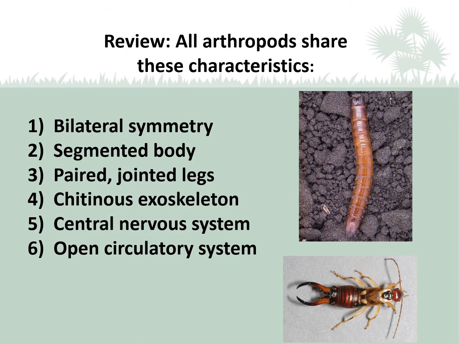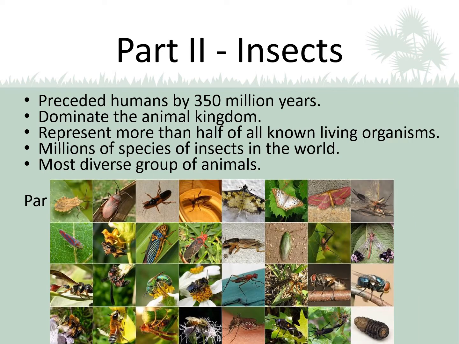Okay, now for a quick review of all arthropods and the characteristics that they share. They have bilateral symmetry, segmented bodies, paired jointed legs, a chitinous exoskeleton, a central nervous system, and an open circulatory system. Those are all the characteristics that they share. And that's not insects, it's arthropods, which is a bigger group.